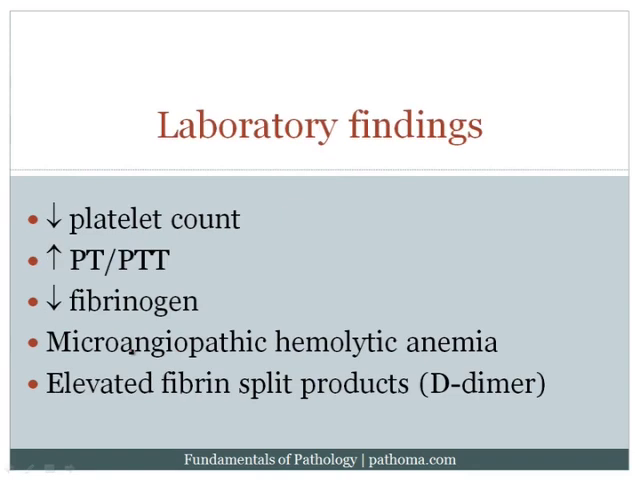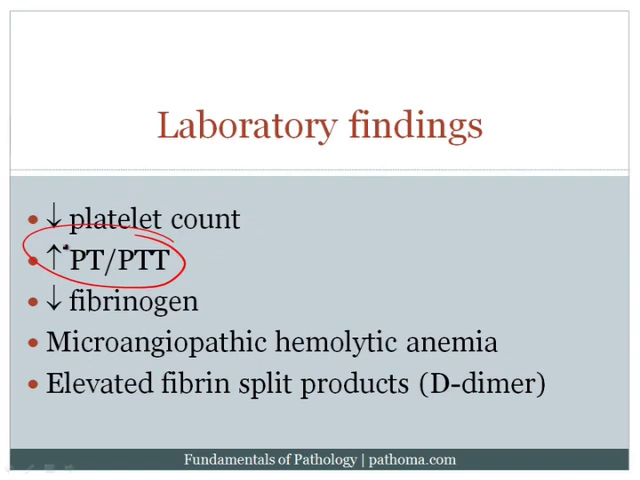Now, the laboratory findings are relatively straightforward. They're sort of based on what we already understand. So obviously, we're going to be consuming platelets because we're making platelet fibrin thrombi, so the platelet count will go down. Obviously, we're going to be consuming coagulation factors because we're making platelet fibrin thrombi. So the PT and the PTT are going to go up.